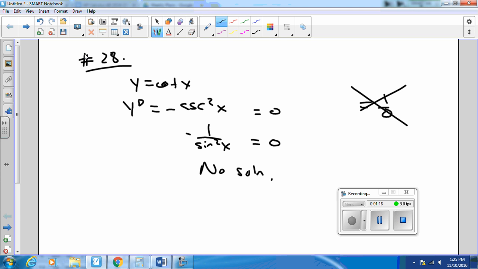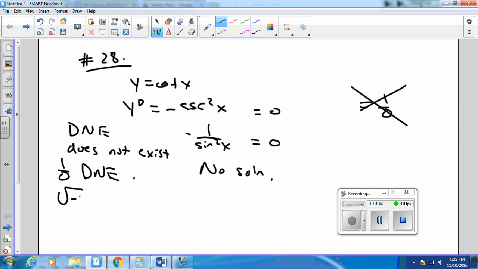No, DNE is a different thing. No solution is different from DNE. DNE means does not exist, or is not a real number. So this would be a valid use of DNE. 1 over 0 does not exist. Is not a value. Right. Or the square root of -1 does not exist as a real number.